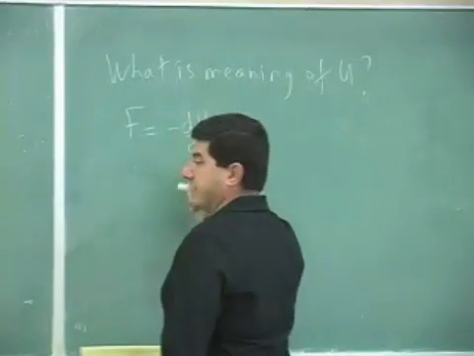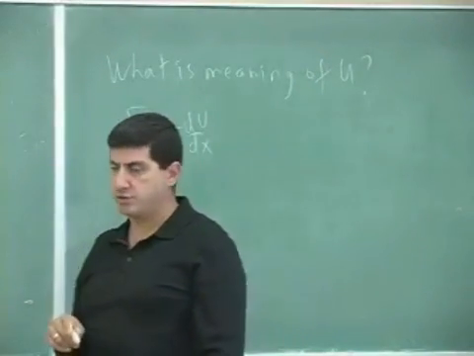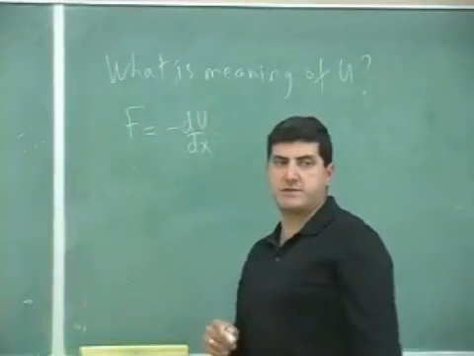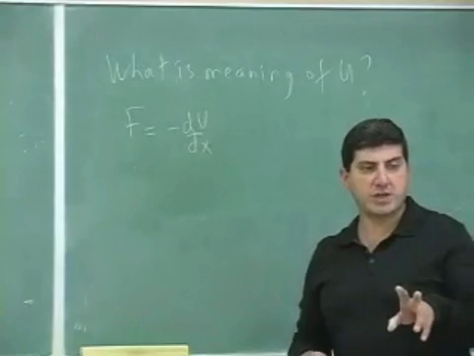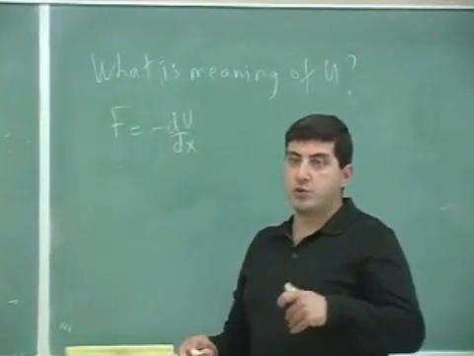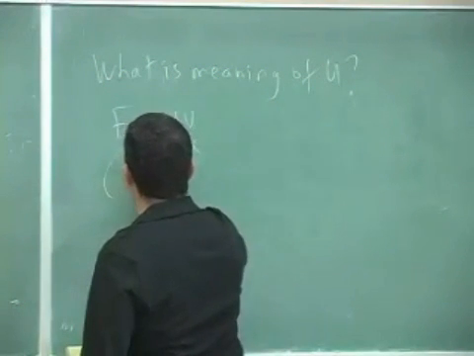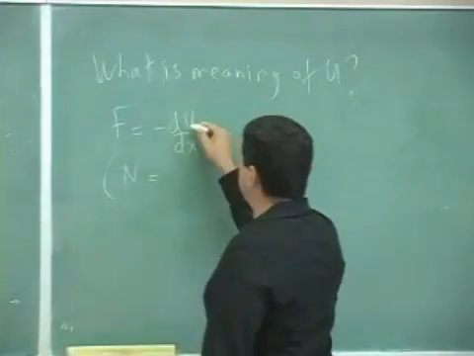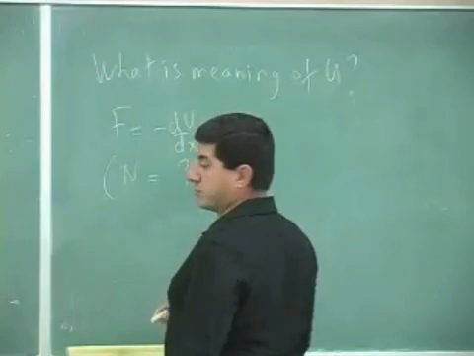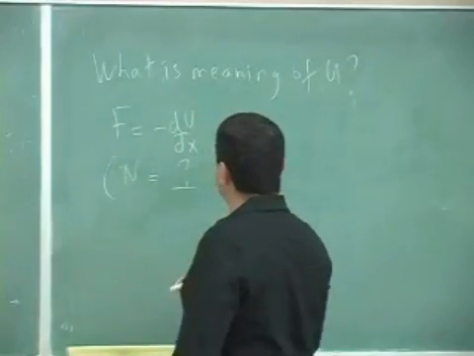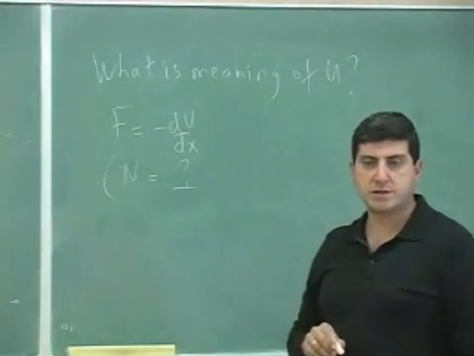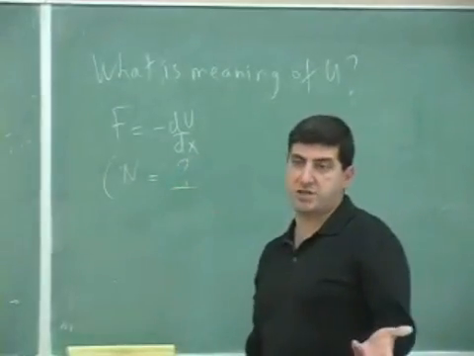I'm just going to write it as a simple one-dimensional derivative. What would be the units of u? And from that, we can kind of understand what u is. If this is newtons, this would be whatever the units of u are, let's say question mark, divided by the units of dx, which is the units of meter, right?